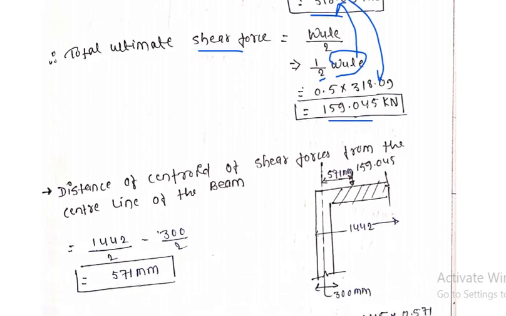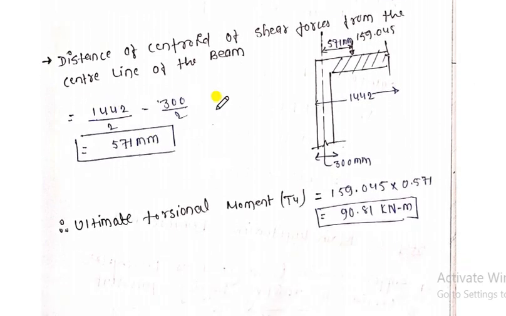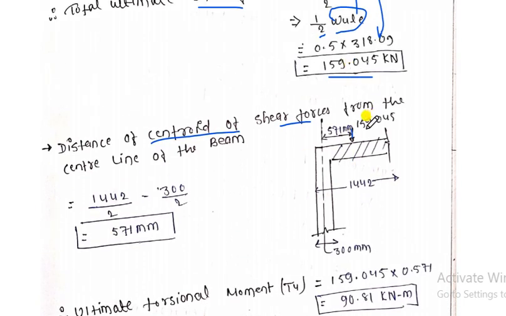Now we will see, as it is an L section, the distance of the centroid. Understand this concept, the distance of the centroid of the shear force, as the shear force is acting right here, that is 159. We have already calculated it above. Now we have calculated 159 as acting at the center of the width of the flange. So the distance from the shear force to the center line of the beam.